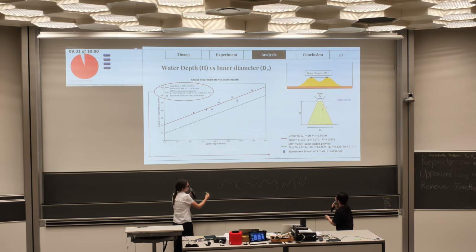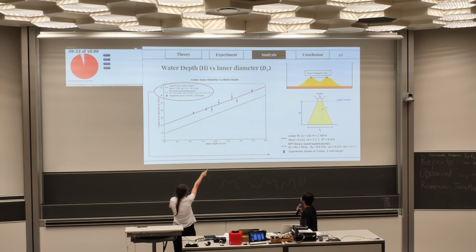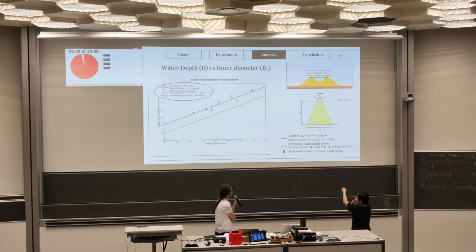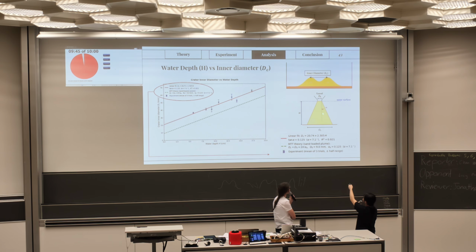So why do you think the water depth would lead to an increase in crater diameter? Why would water depth increase the crater diameter? It's because when the water depth increases, there's longer time for the jet to fall down, and hence it would increase the spreading of the sand, and then you see that there's more spreading with roughly a constant half angle.